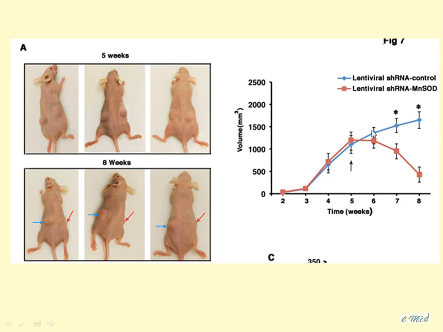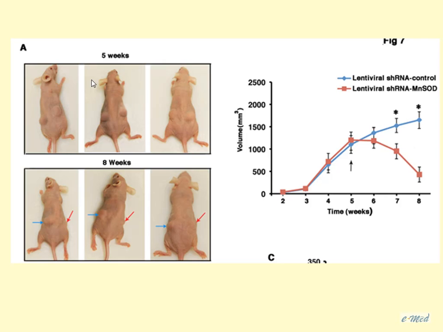Here's growth to 5 weeks. At 5 weeks, we injected either a control lentivirus shRNA or a lentivirus shRNA to knock down MnSOD, because that's the linchpin. We want to get the levels low so the ROS go up, induce apoptosis, and kill the tumor. At least that's the concept.